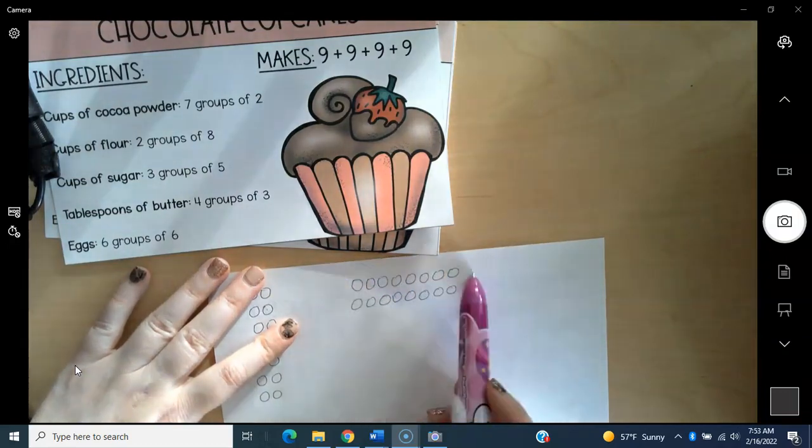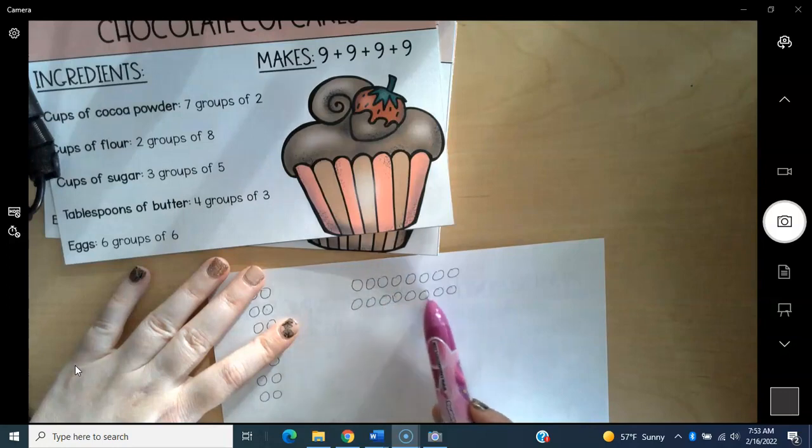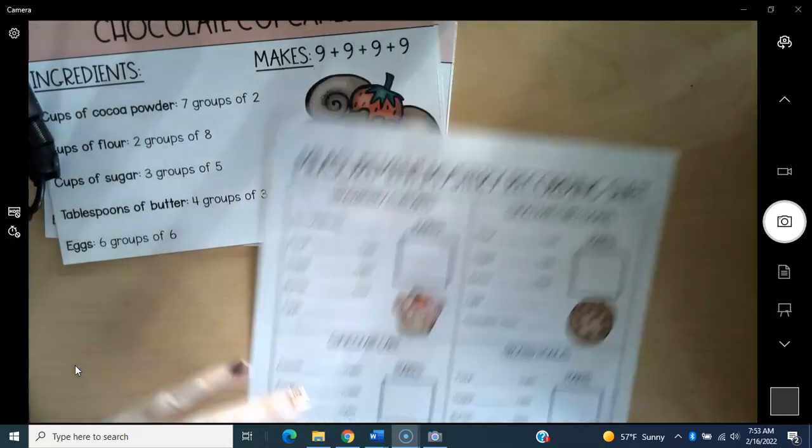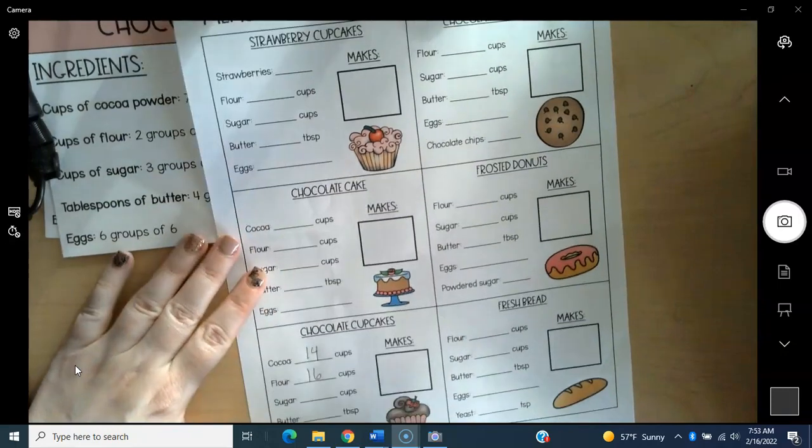Now I can count them up. That's 8, 9, 10, 11, 12, 13, 14, 15, 16. So 2 groups of 8 makes 16. That's going to be 16 cups of flour.